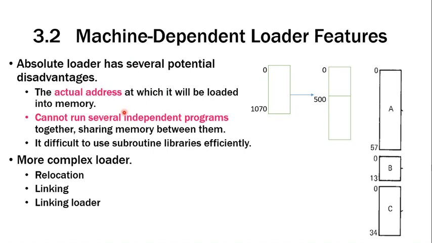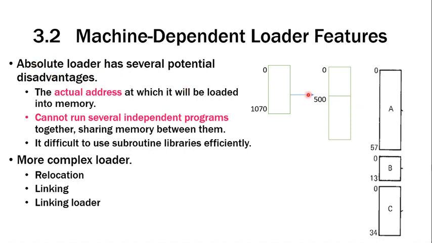That's the first point. Coming to the second point, you cannot run several independent programs which are sharing the same memory. What I mean to say, see, here is an example. Again, I assume these are three object programs, and this is the memory space. If you observe clearly, the starting address for all three object programs is specified as 0 itself. Suppose you want to run all three at the same time. Can you make use of the absolute loader for this?